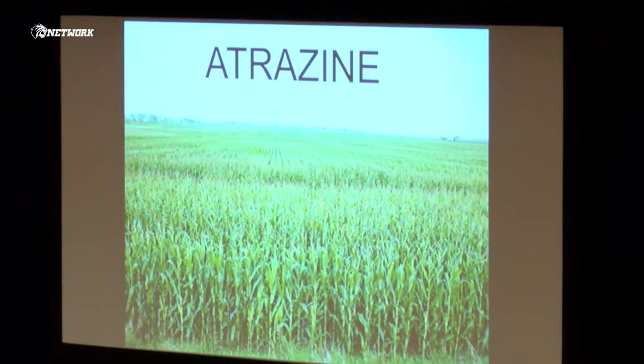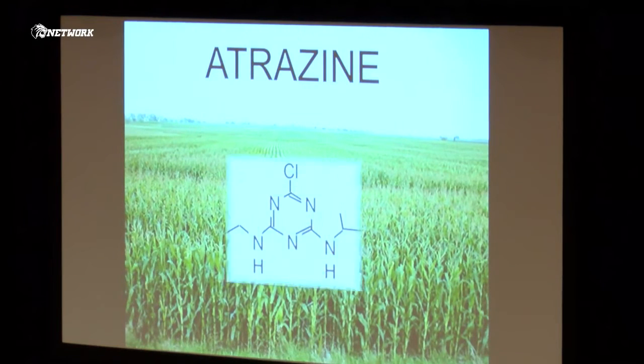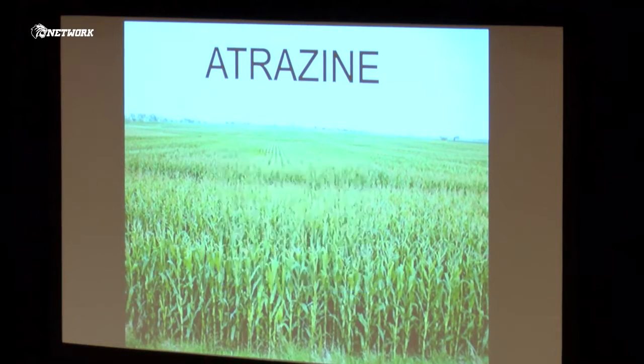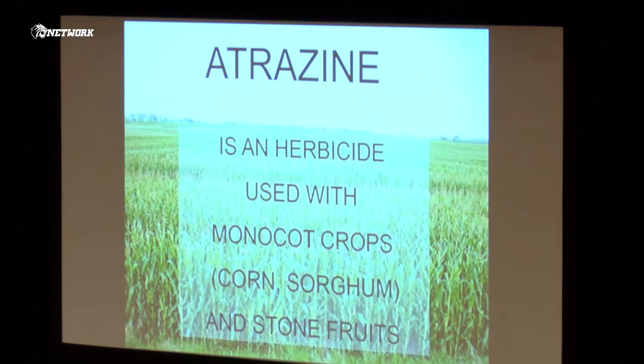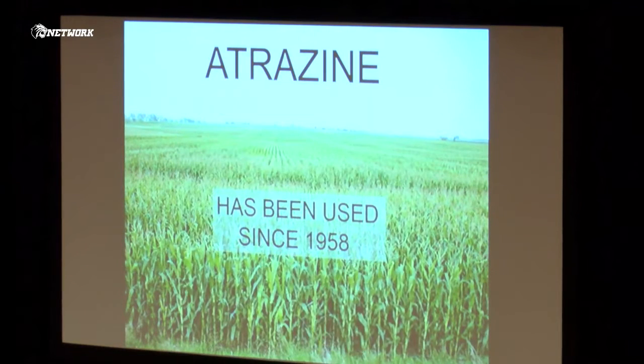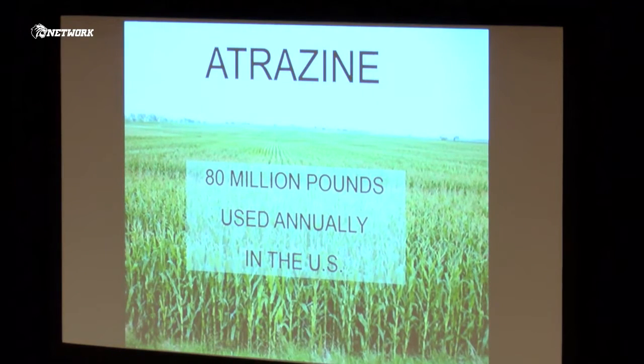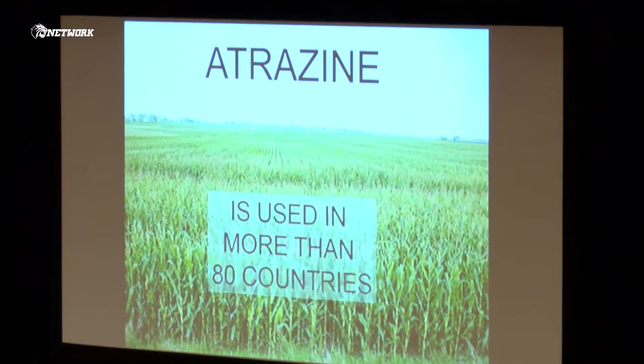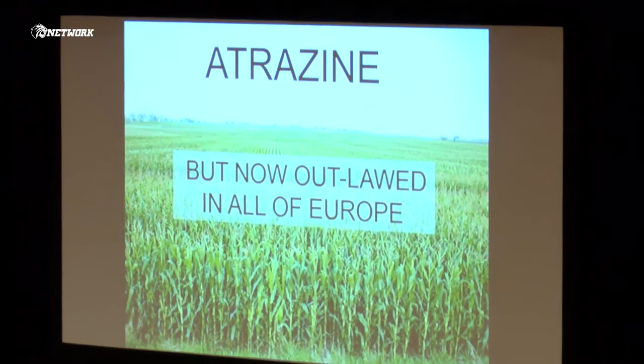Now you Google atrazine, you get Tyrone, you Google Tyrone, you get atrazine. We're joined at the carbon bond. Here it is, it's an S-chlorotriazine. For somebody who did so excellent in chemistry, it's amazing how much chemistry they have to use. It's an herbicide or a weed killer. It's mostly used on corn. It's been used since 1958, and we use 80 million pounds a year. It was at the time the number one selling chemical. It's used in more than 80 countries, but now it's outlawed in Europe. Outlawed in all of Europe.